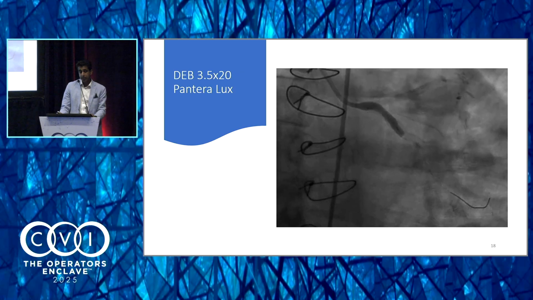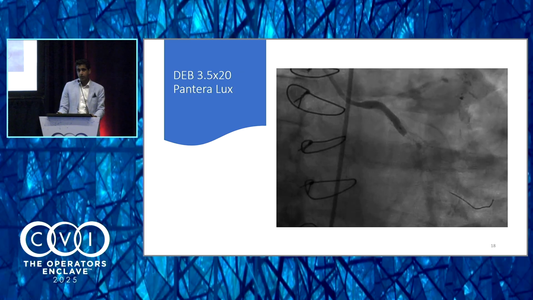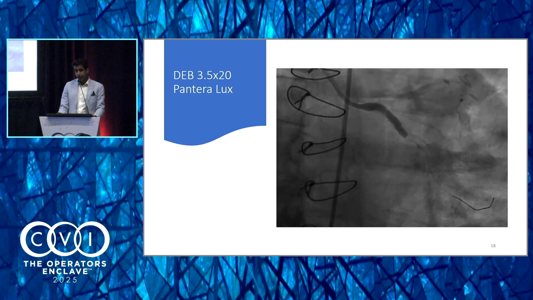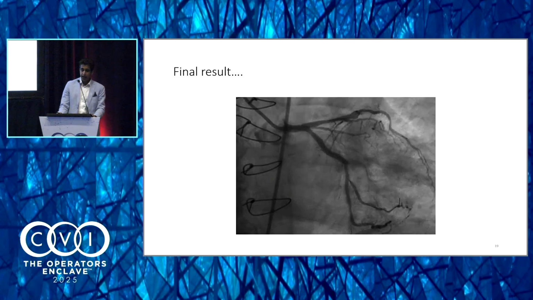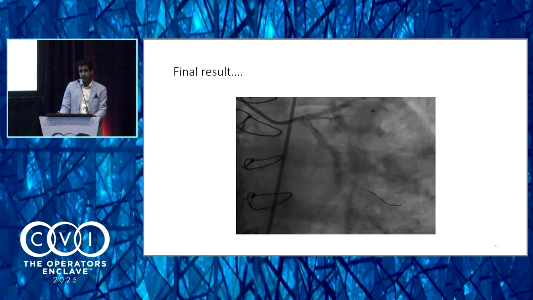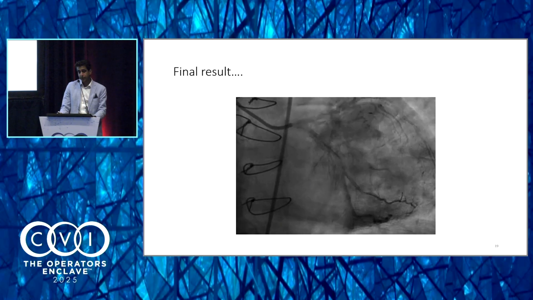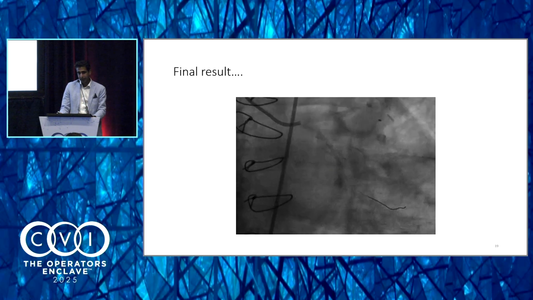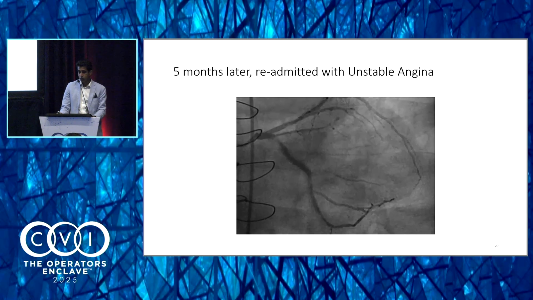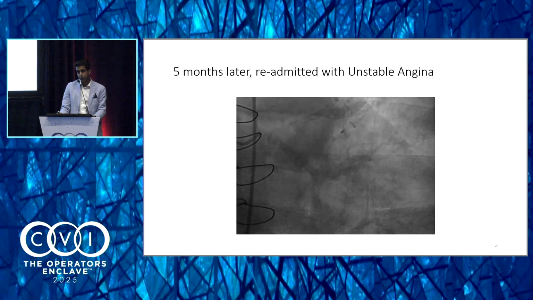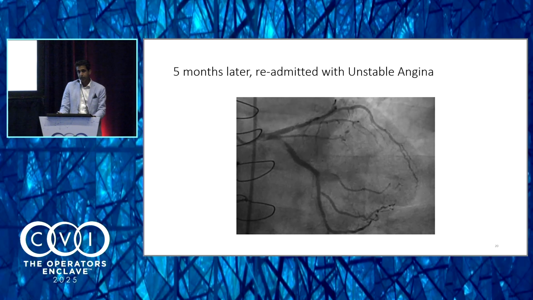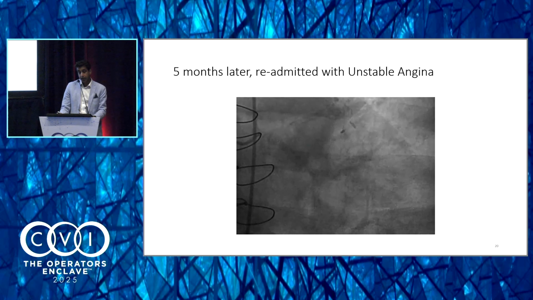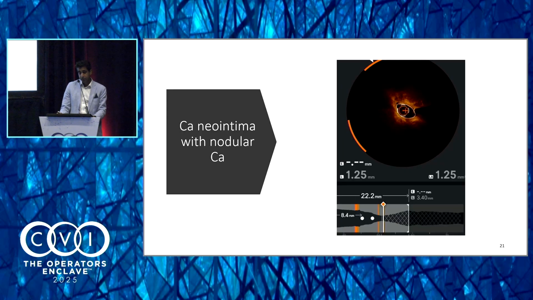And then they used a drug-eluting balloon. In Canada, we have the Pantera Lux, a 3.5 by 20. There was some better expansion, and this is the final result. And the operator said, this is good enough. We're done for today. And guess what happened? Five months later, the patient was readmitted with unstable angina and had recurrent restenosis. Not very surprising. What was the mechanism? Likely underexpansion. And this time, my colleague imaged. There was calcified nodular neointima, as you can see here, and a very, very tight stenosis.